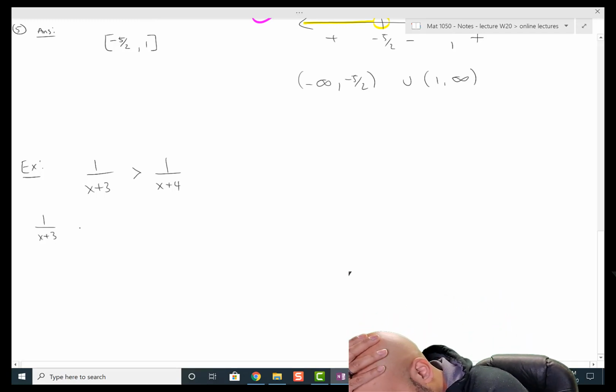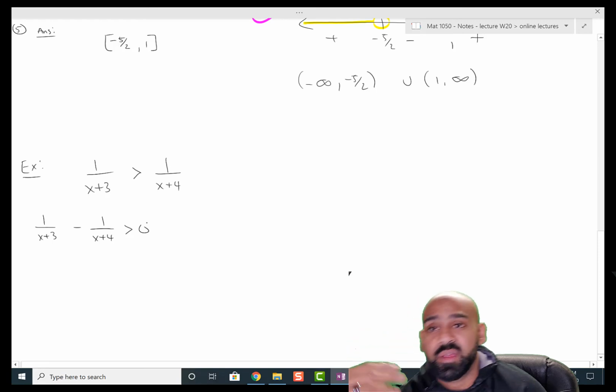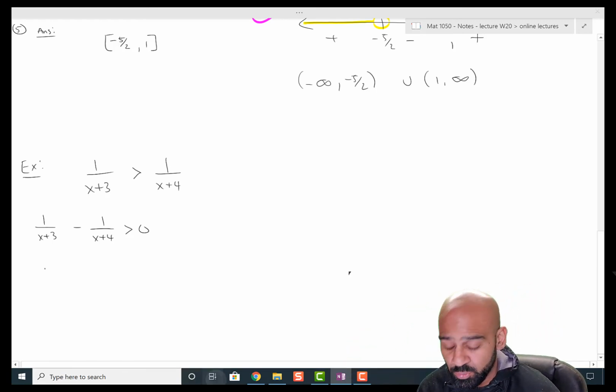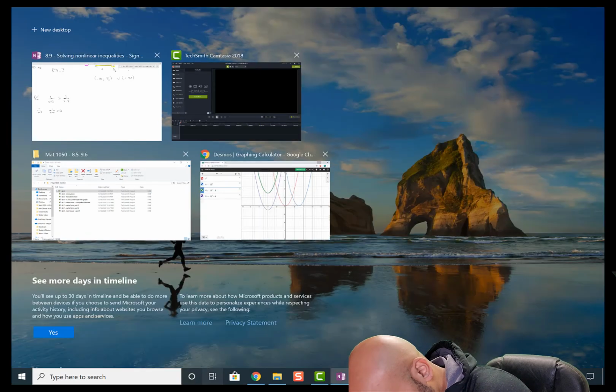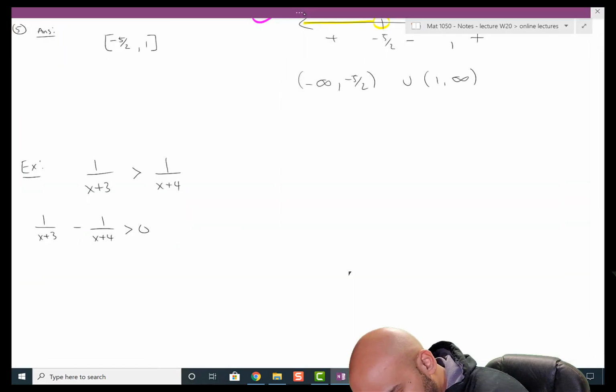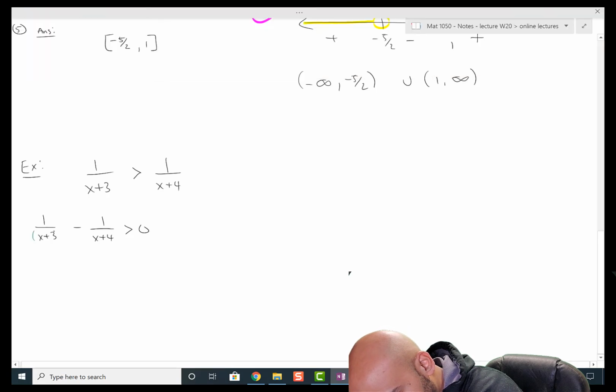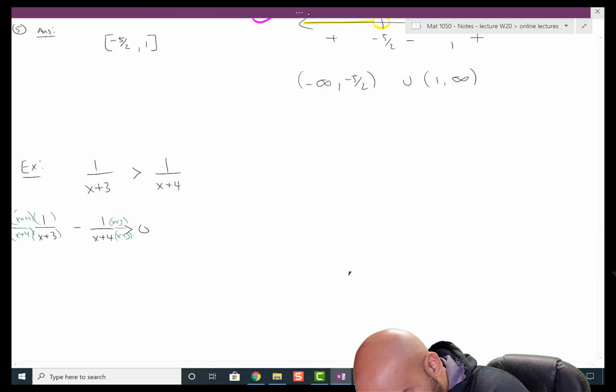All right, so I'm going to subtract it over. Why? Because like I cautioned you in the beginning, we need to make sure 0 is on the right side. And now I'm going to add these together, and I hope you're good at finding common denominators at this point. After we find a common denominator, I'm going to multiply the first one by x plus 4 over x plus 4 and x plus 3 over x plus 3. Again, I'm not clearing the fraction.